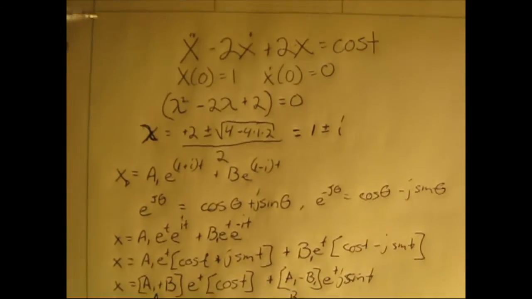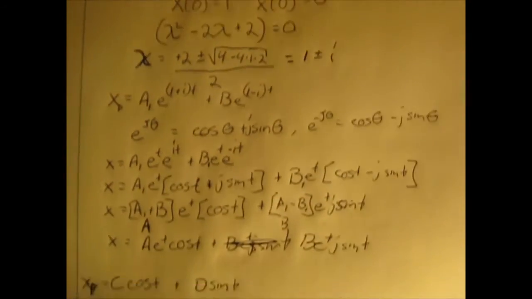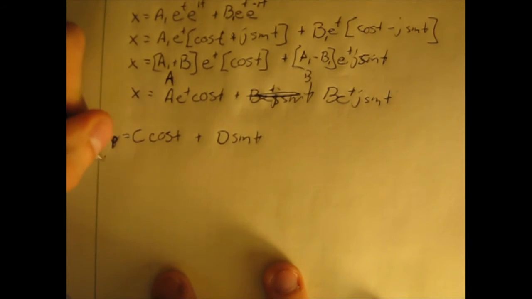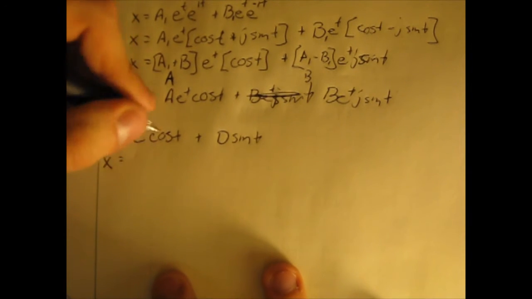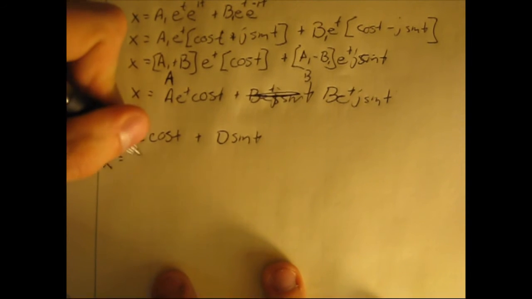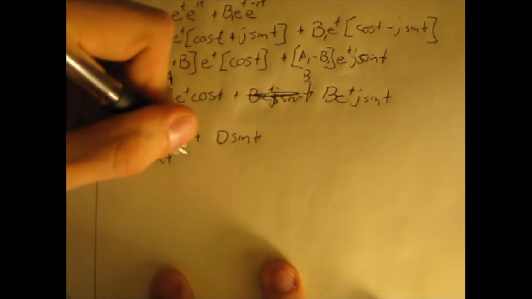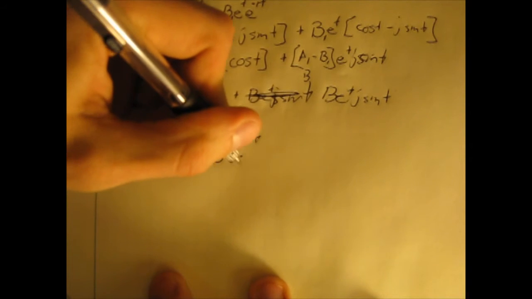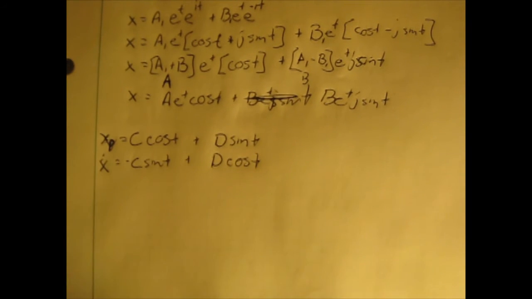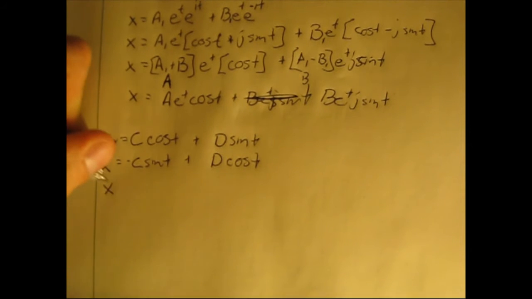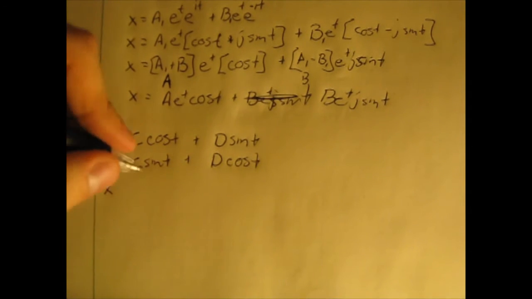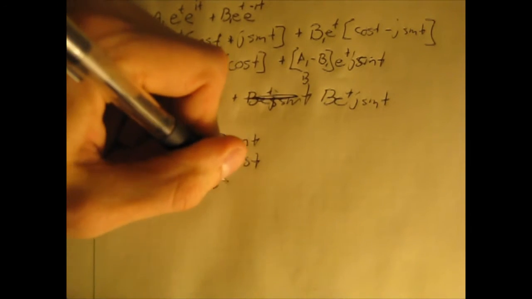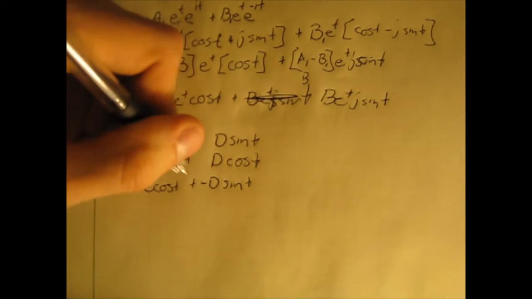So in order to do that, we have this x double dot, x dot, and regular x. We have x, so now we need to find the derivative of that. So we need to find x dot. The derivative of cosine is negative sine, so that'll be negative c sine t, plus the derivative of sine is cosine, so that's d cosine t. This one's pretty easy. They can get a lot harder than this, believe me. Next we have our double dot, and that's simply going to give us negative c cosine t minus d sine t.